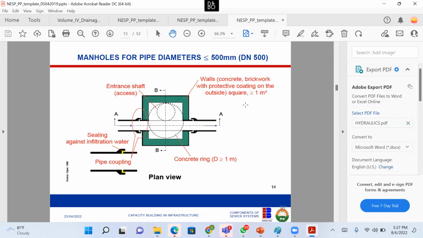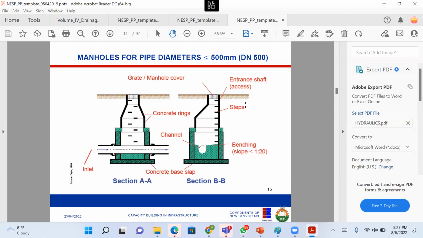So this is what a manhole will look like. You can see the concrete wall, the entrance shaft, and the sealing against infiltration. This is a manhole. The pipe is at the bottom, with an embedment of maybe solid material. Then there are riser steps built inside it, the manhole cover, and the entrance shaft. You also do some level of benching around the channel so that water will flow well.